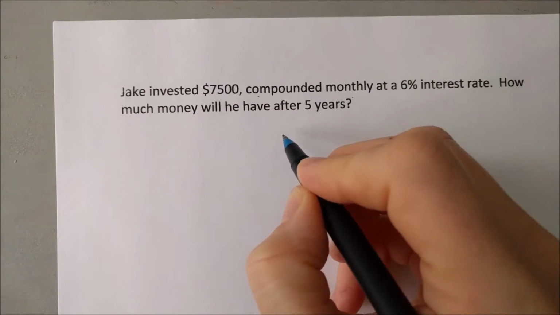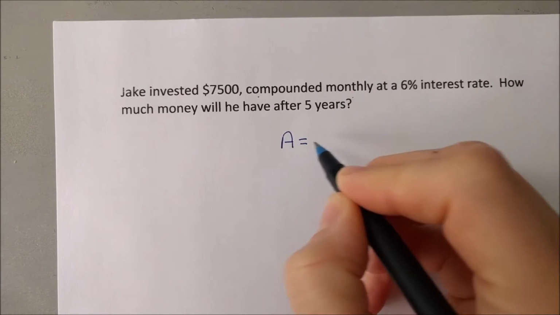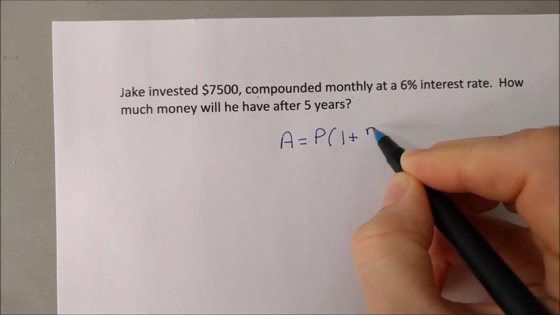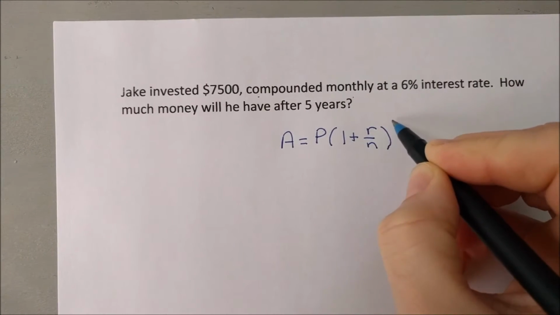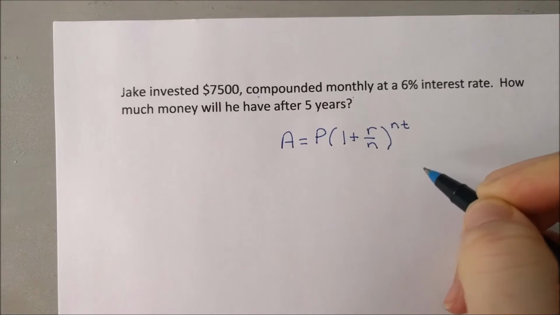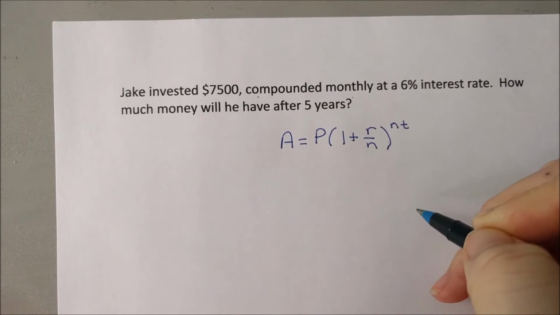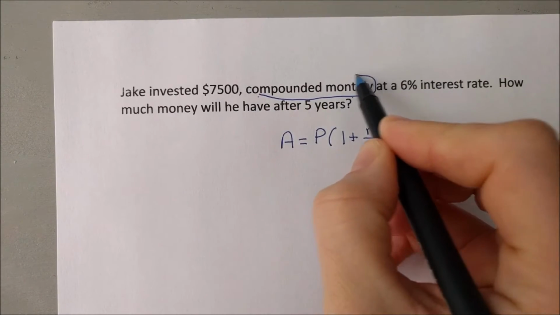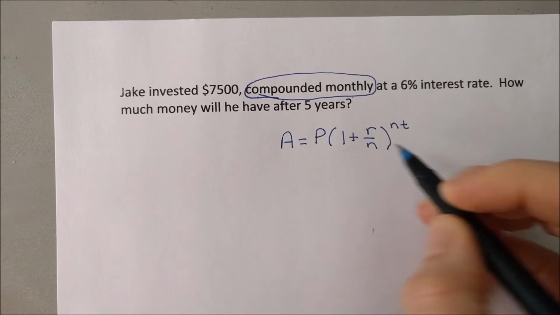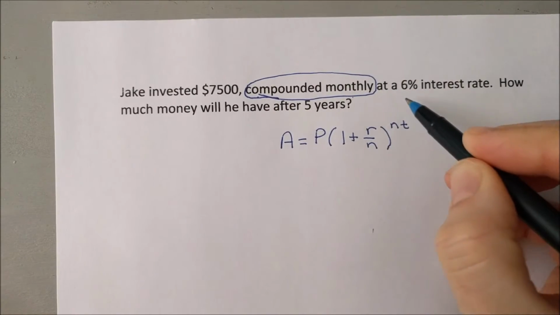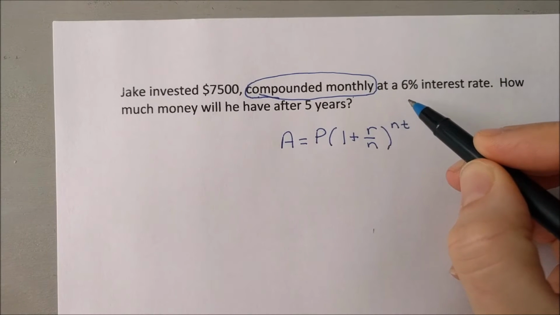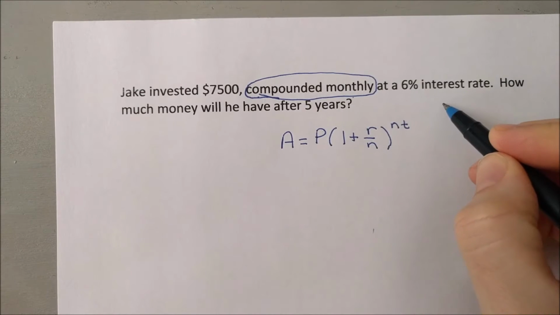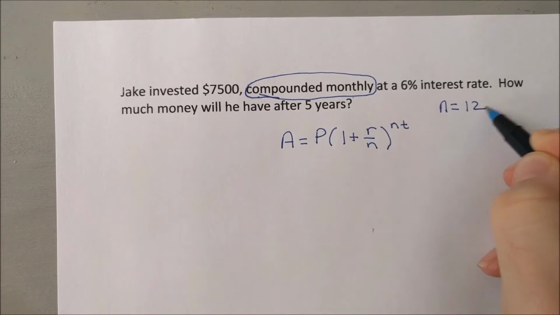For this, we're going to use the formula A equals P times (1 plus R divided by N) raised to the NT power. Now in this case, when we're not doing simple interest, like I said, we're compounded monthly. Our N value is how many times we compound in a year. If we compound monthly, that means we compound 12 times a year. So N will be equal to 12.